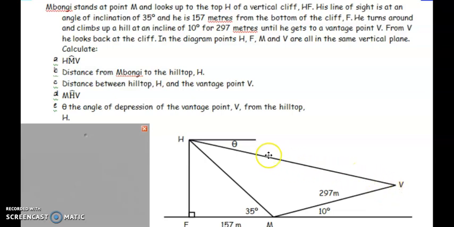From V, he looks back at the cliff. In the diagram H, F, M, and V are in the same vertical plane. Calculate the size of HMV. How many degrees on a straight line? 180 degrees. 180 degrees minus 45 degrees is equal to 135 degrees. Next question. They want to know the distance from Bongi to the hilltop H.